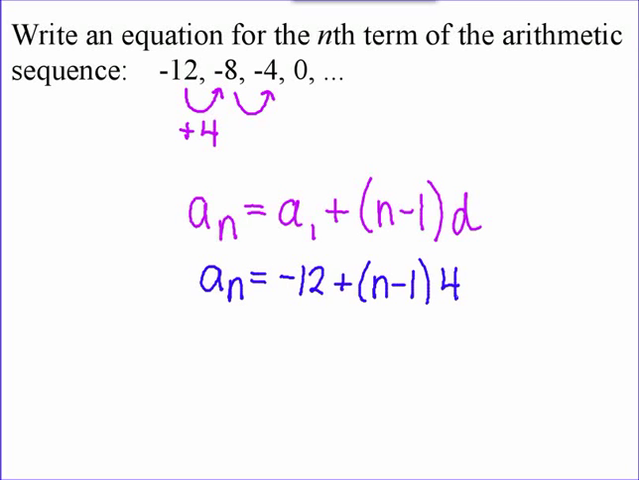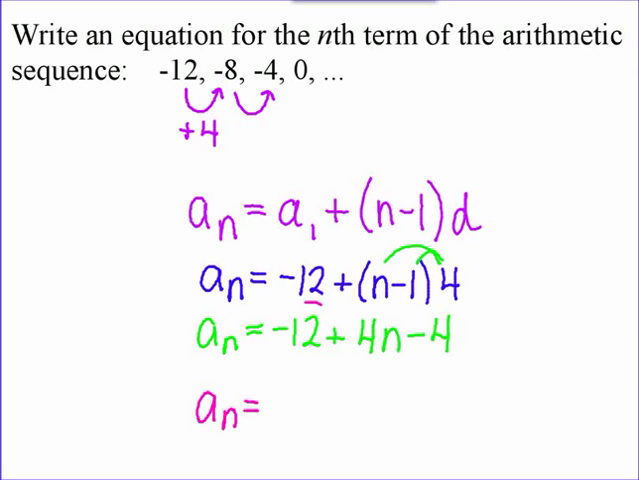Okay. Now all we need to do is simplify this down because notice I've got a 4 outside of a parentheses. What can you do there? Distribute. Nice job. So I end up getting negative 12 plus 4n minus 4. And last but not least, I need to add like terms if I can. Notice I do have 2 like terms, and what are they? Negative 12 and negative 4.